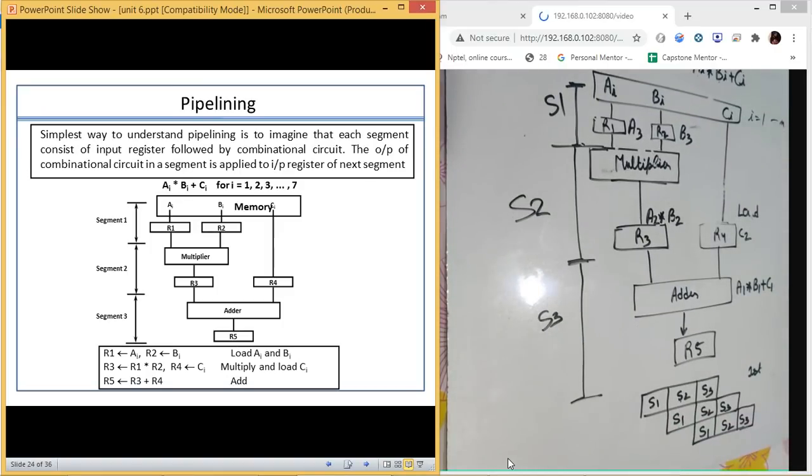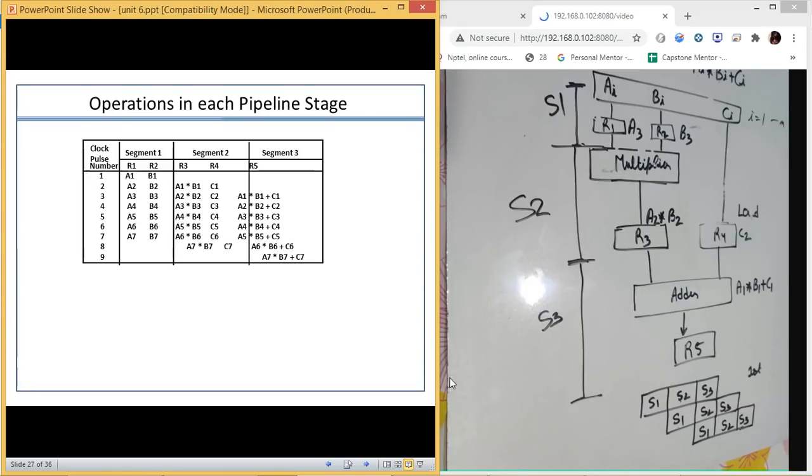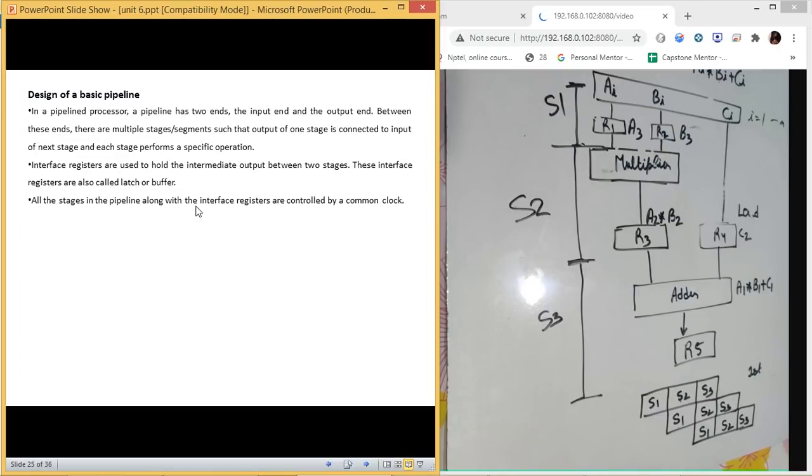To represent it easily, in the next step we are going to represent it in a table. So you can check it at this place. Before that, I will just tell you what the different stages are and how the pipeline is designed.